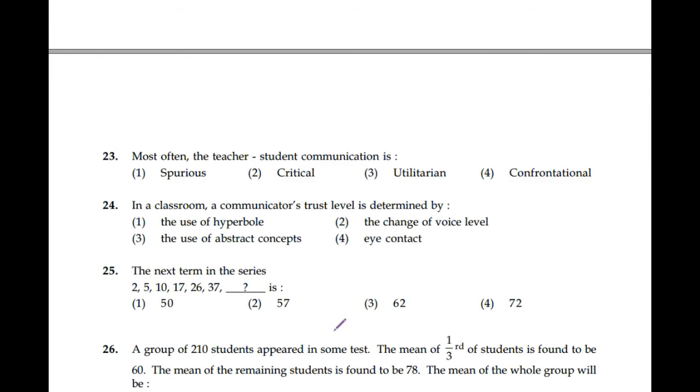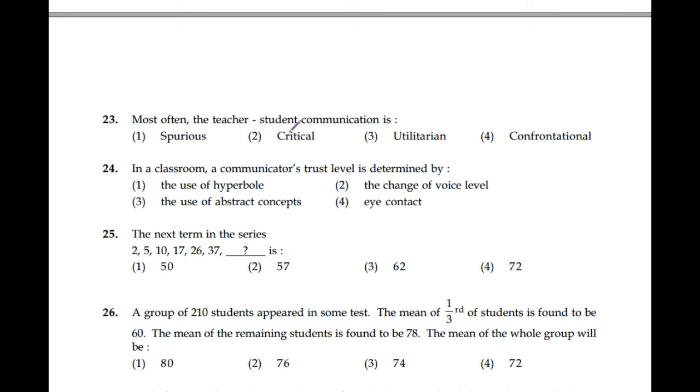Now question number 23. Most often the teacher-student communication is spurious, critical, utilitarian, confrontational. So utilitarian is useful, practical. So the third option is correct. Now question number 24. In a classroom, a communicator's trust level is determined by the use of hyperbole, the change of voice level, the use of abstract concepts, eye contact. So the correct option is the fourth one, eye contact.